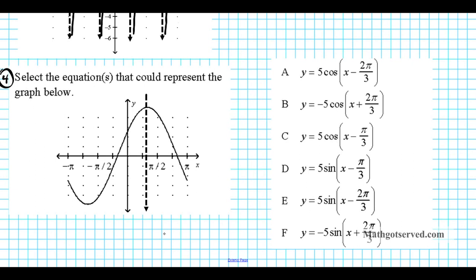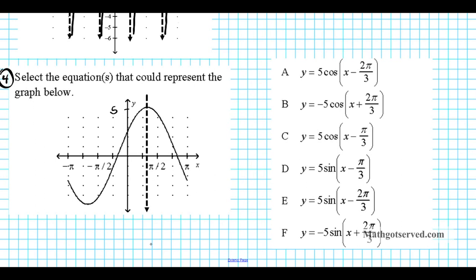So the question now is, what kind of function is this? What kind of trig function starts from the maximum and starts to exhibit this periodic behavior? This is your cosine function. Okay, so we know that that's a cosine function. 1, 2, 3, 4, 5. We know the amplitude is 5. It's positive because it starts from the maximum. If it were negative cosine, it would start from the minimum.